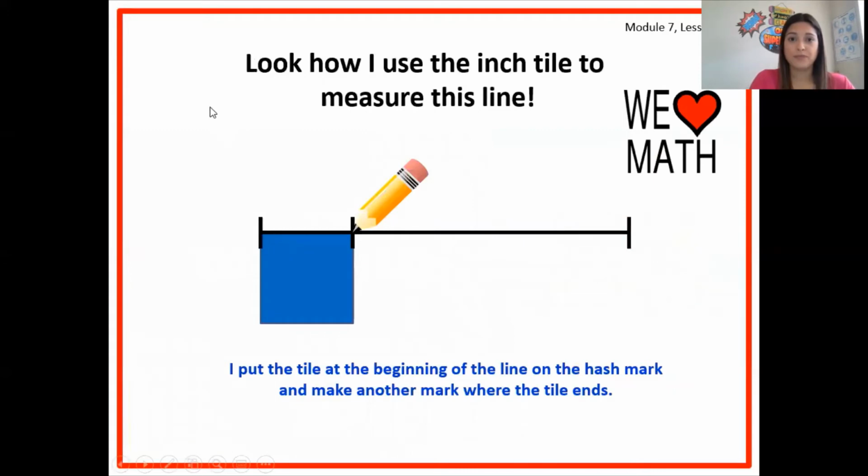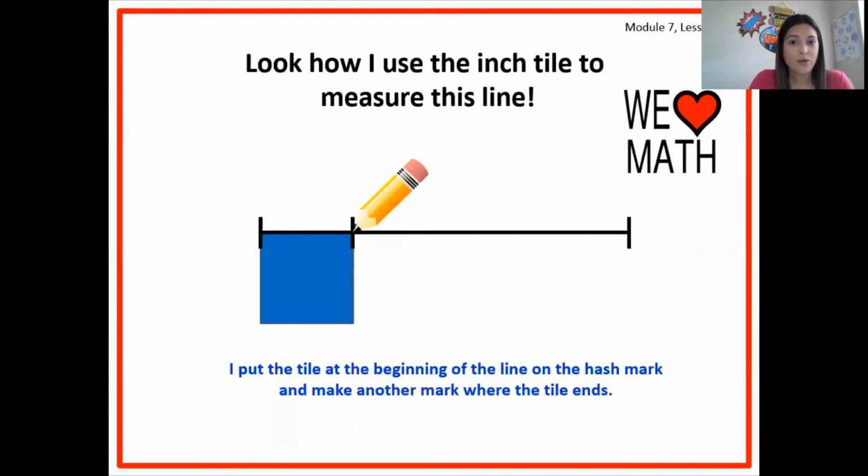Now, look how I used the inch tile to measure this line. What I did is I put the tile at the beginning of the line on the hash mark. Remember, those lines at the very beginning are called hash marks. I put the inch tile there, the very beginning of the line, and then I made another mark where the tile ends. Right here where the tile ends. Okay?